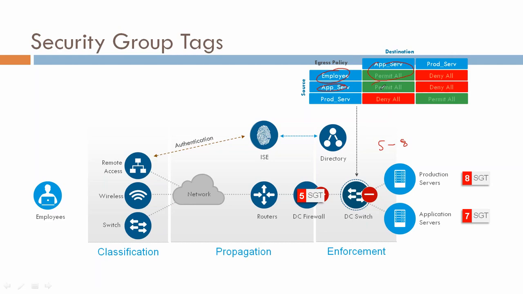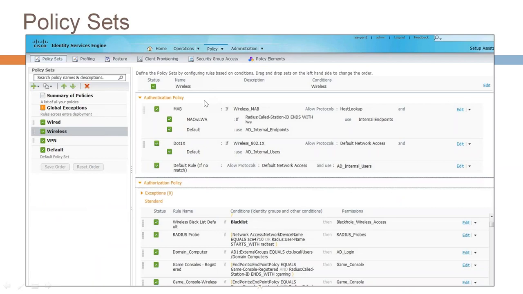Then app server, it's okay. Production server, same to same, that's okay. So at least here we can see that, okay, employee tag can go to the application server. That is possible with this SGT. And with the help of ISE, basic fundamental, classification, propagation, enforcement, it is possible. Obviously, this thing also you have to put when you are putting the authorization rule.